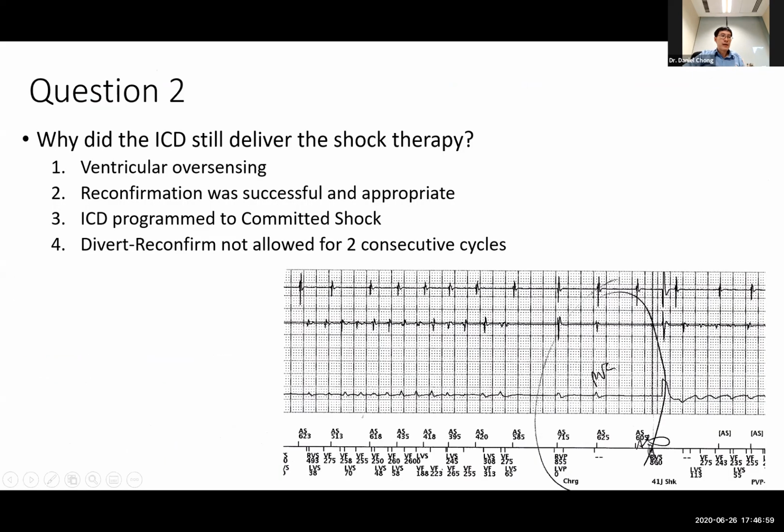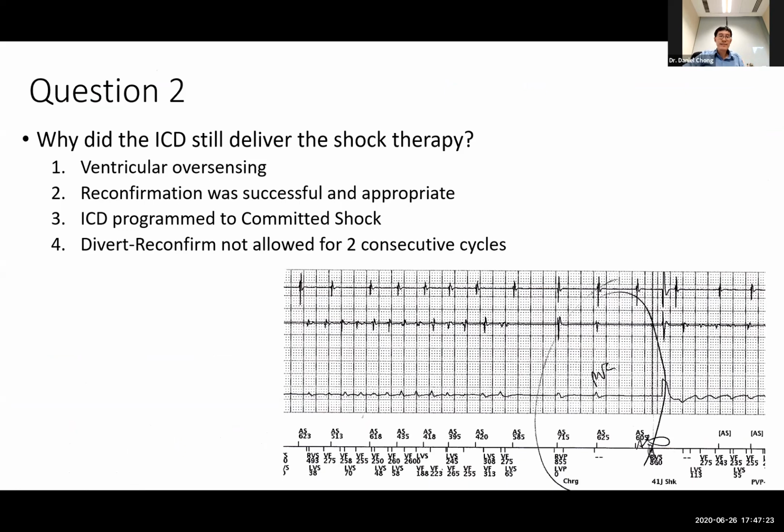So the options are: 1, ventricular oversensing, so therefore the shock was delivered. 2, a reconfirmation was successful and appropriate that it was VT or VF, so therefore shock was delivered. 3, the ICD was programmed to committed shock. 4, divert reconfirm is not allowed for 2 consecutive cycles.